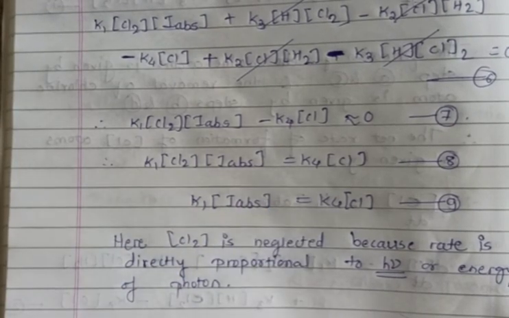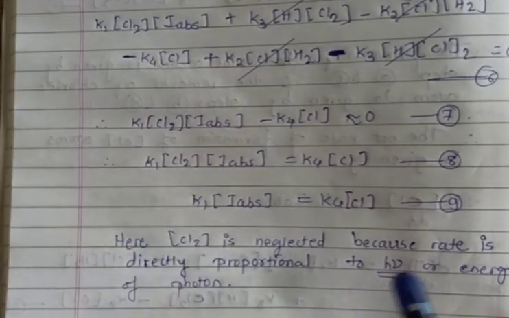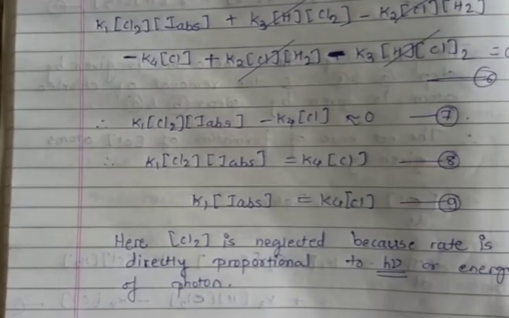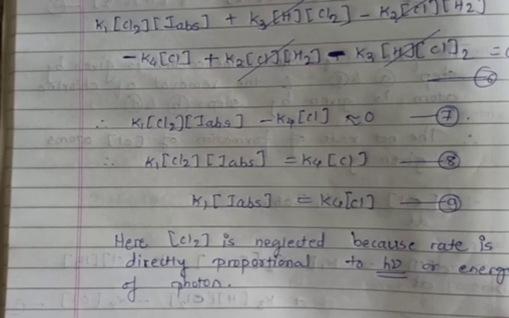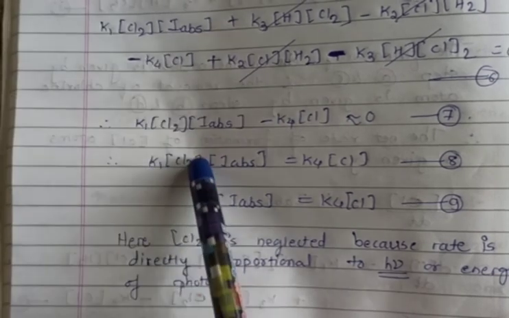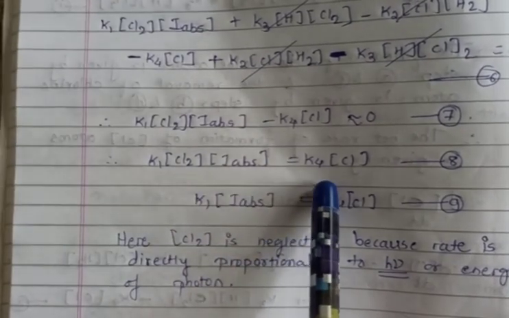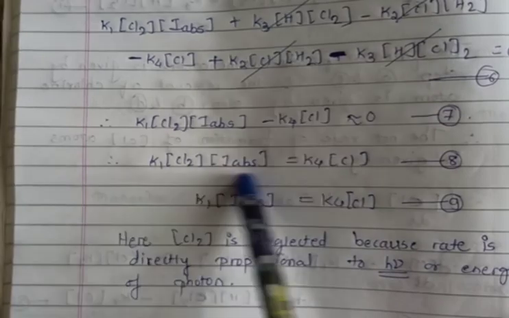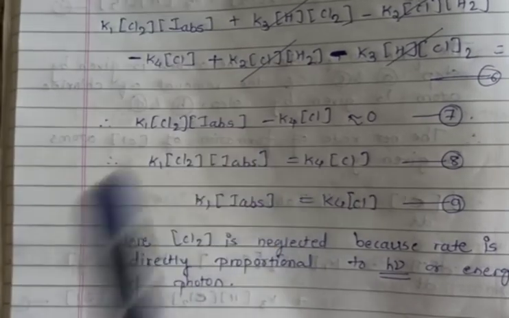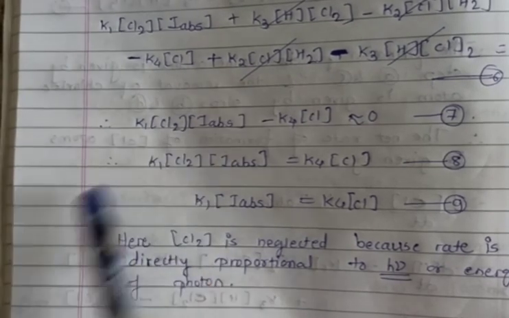Now we have to neglect this concentration of Cl2 because rate is directly proportional to amount of energy absorbed or amount of photons absorbed, not the concentration of Cl2. That's why we can neglect this term here. K1 into concentration of I absorbed is equal to K4 into concentration of Cl. In this equation, the rate is directly proportional to incident light or the amount of photons absorbed, not dependent on the concentration of Cl2.